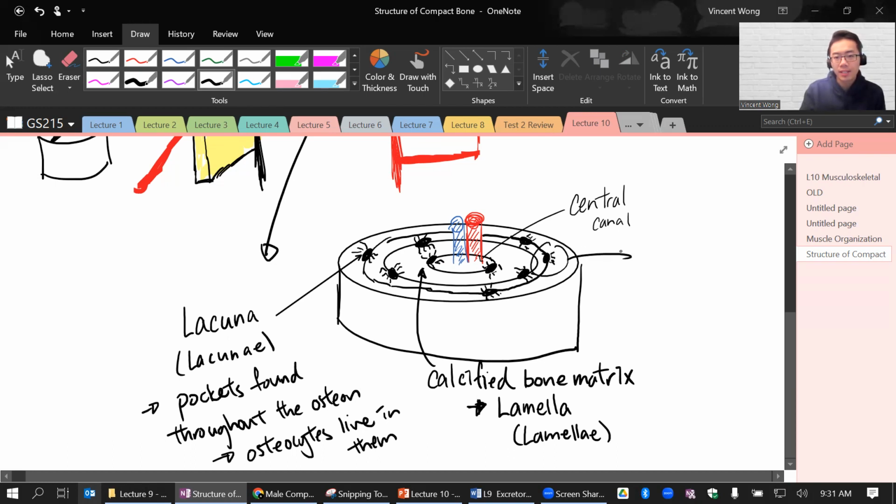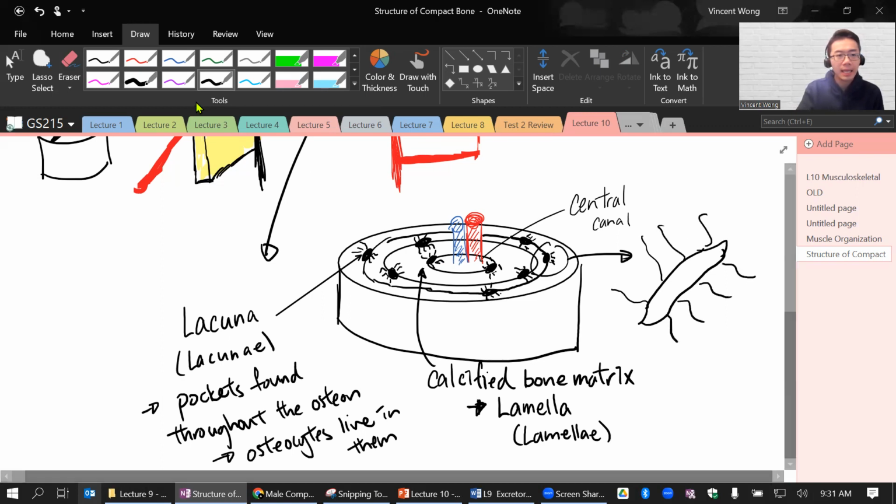Okay, so I'm going to take one of these things out. So there is the lacuna. And then there are these cracks that are coming out from it. And inside, you would find your osteocytes.